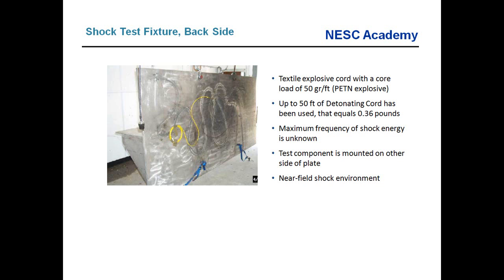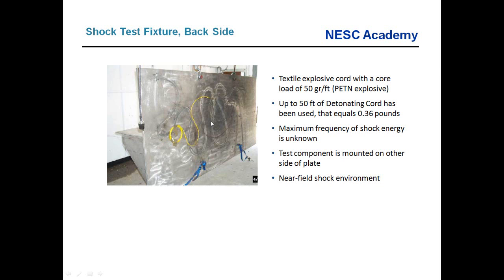And in this case, a typical test setup would be to take the unit under test, or avionics box, whatever it might be, and to mount it on one side of a plate, or maybe to a shelf attached to that plate. And then on the other side of the plate is to take some detonation cord. Now this detonation cord, just in this image, kind of looks like that yellow nylon utility rope that you might purchase at a hardware store. But in this case, it's called a textile explosive cord. And in this particular case, it has a load of 50 grains per foot of PETN explosive.